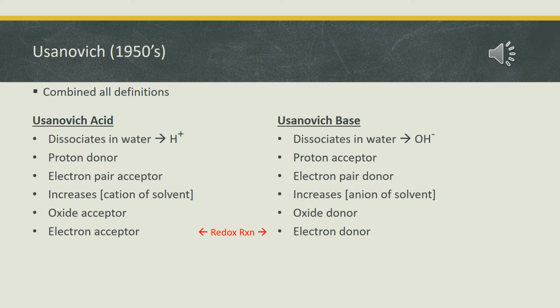Which one do you use? Which one fits your situation the best is the one you will use. Those last two, the electron acceptor and electron donor, are what we use in reduction oxidation reaction chemistry, or redox reaction chemistry. Off this slide, write down Usanovich combined all definitions.